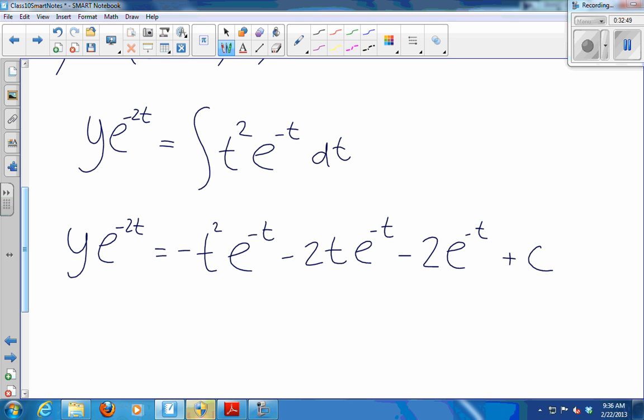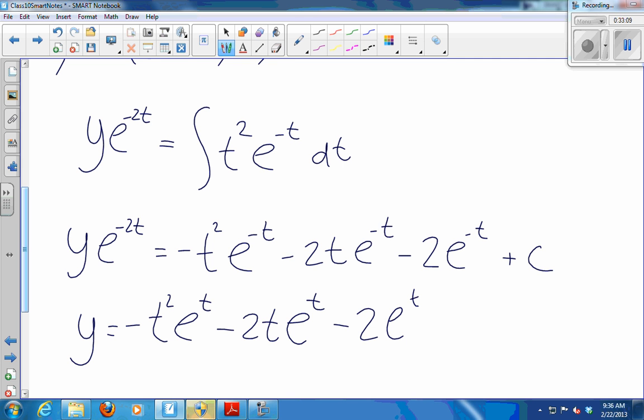Plus c. Okay, and that all equals y e to the negative 2t. And divide both sides by e to the negative 2t. And we get y equals negative t squared e to the t minus 2t e to the t minus 2 e to the t plus c e to the 2t.